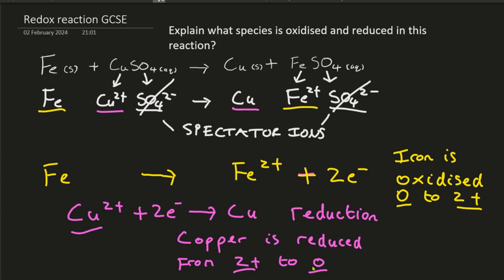If it's reduced, keep your electrons on the left-hand side, making sure that you add electrons to your ion. If it's oxidized, keep your electrons on the right-hand side, and it's going to be lost because there's an ion on the right-hand side too. All right, brilliant.